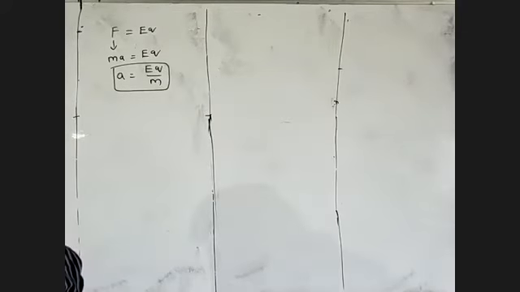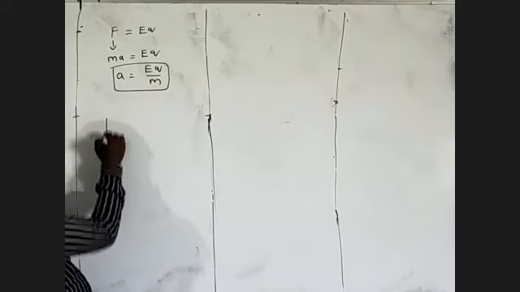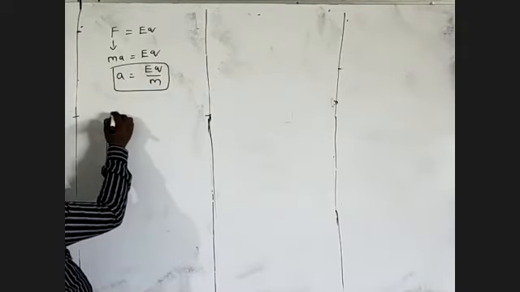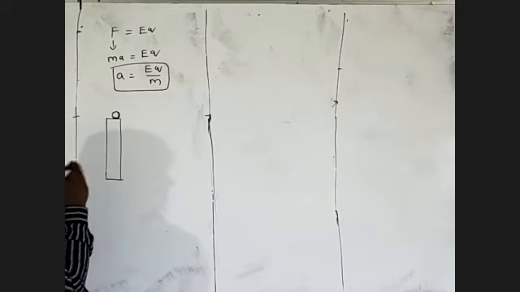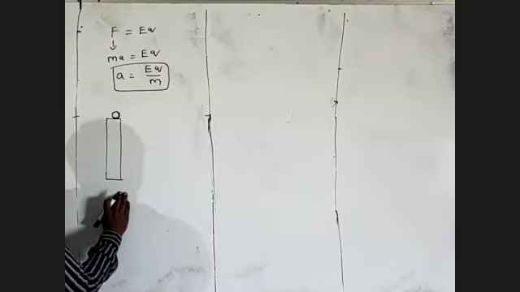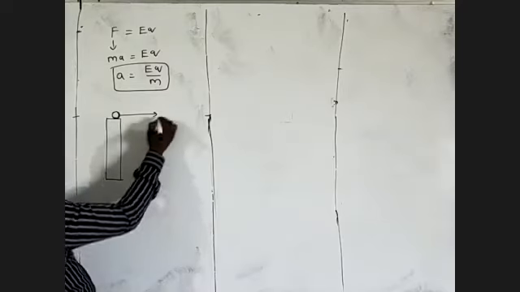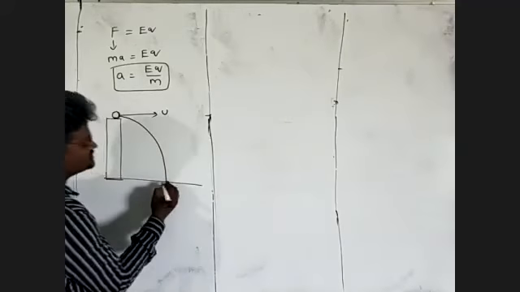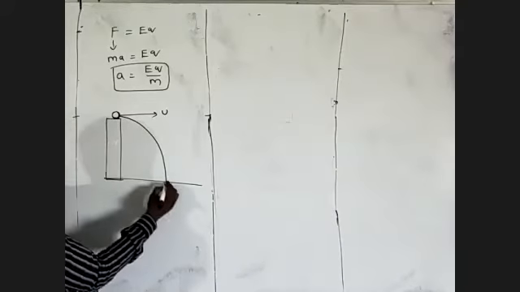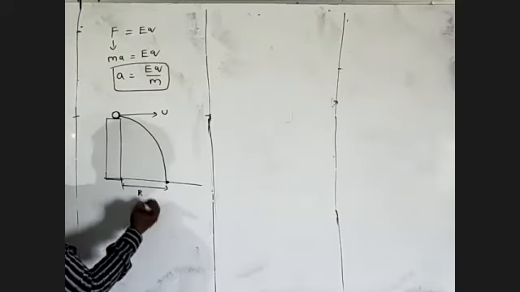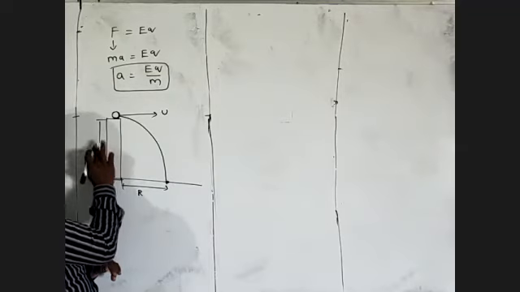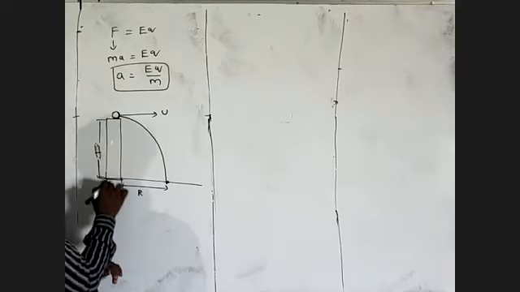Now next, projectile motion from a tower. This is a tower and this is a charged particle with mass. This particle is thrown with a velocity u, and it travels in this direction and strikes here. This is the projection point and this is the striking point. From here to here is the range. This is the height of the tower.